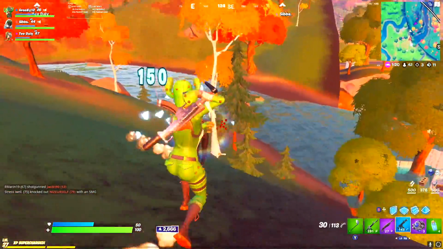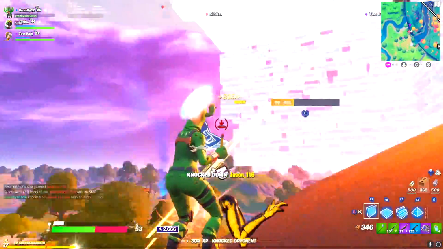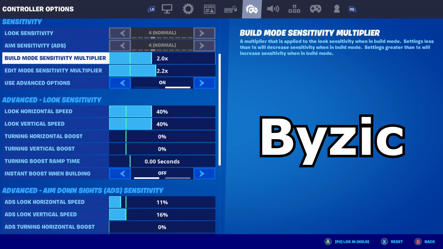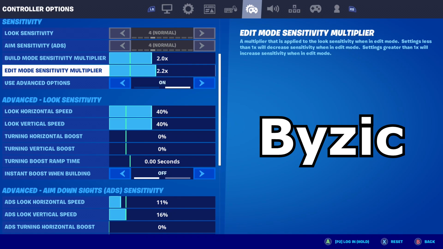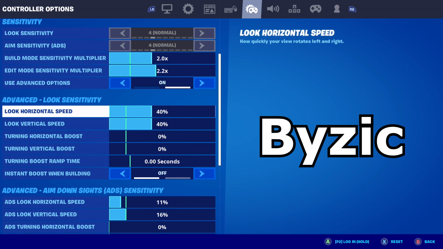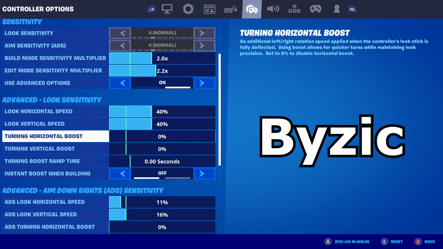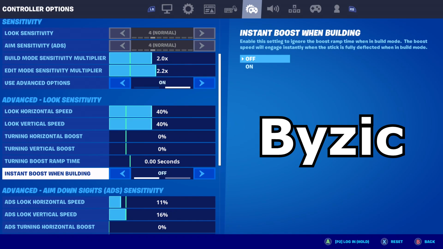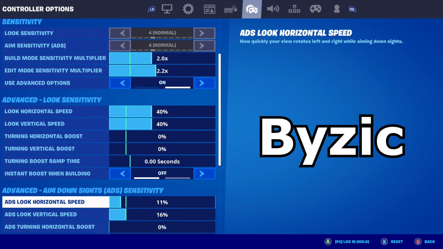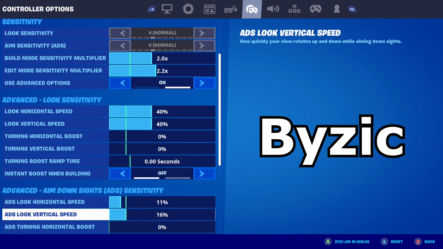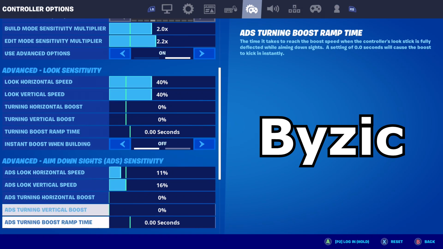The next linear player we're going to look at is Bizik, who of course is a console player. Starting with building and editing sensitivities, he's using a 2.0x build sensitivity multiplier, and then a 2.2x editing sensitivity multiplier. Then for look horizontal and vertical speed, he's using the same 40% value for both of those with no turning boosts at all. Then in the ADS sensitivity section, he's using 11% for look horizontal speed and 16% for look vertical speed, again with no boost.